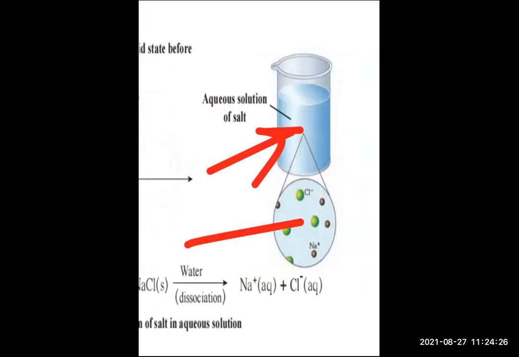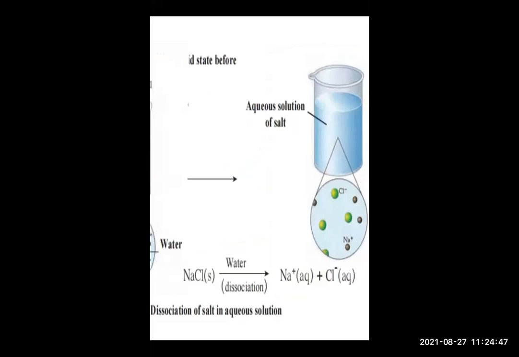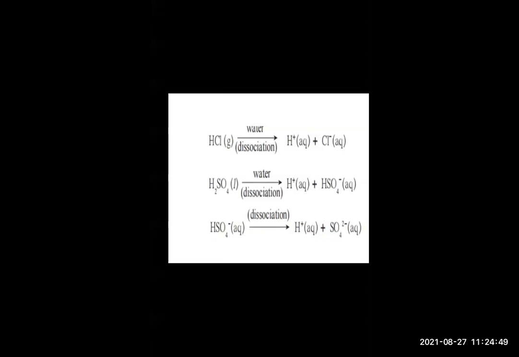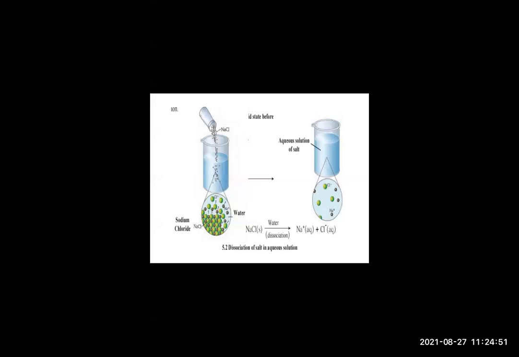Now here in this diagram, you can see Na+ has been separated from Cl-. Na+ is taken as a black circle and Cl- as a green circle. So you can see Na+ ions are separated from Cl- ions. This is how it is called dissociation of salt. I hope all of you understood very well what is meant by dissociation of salt in aqueous solution.